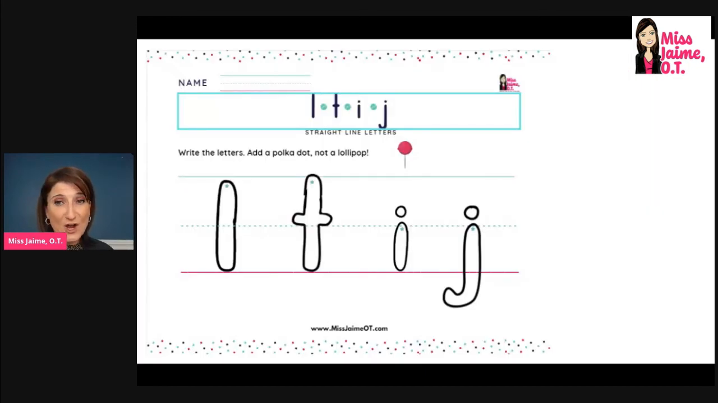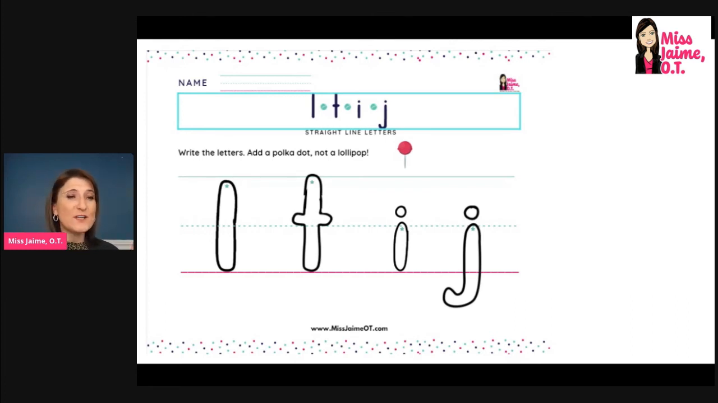Here are our straight line letters. I love to tell my kids that it's just a polka dot, not a lollipop. That kind of accomplishes two things, two birds with one stone. I don't want the dot of the letter resting on top of the letter, but I also don't want a big old messy blob. I tell my kids it's just a polka dot, boop, not a lollipop.